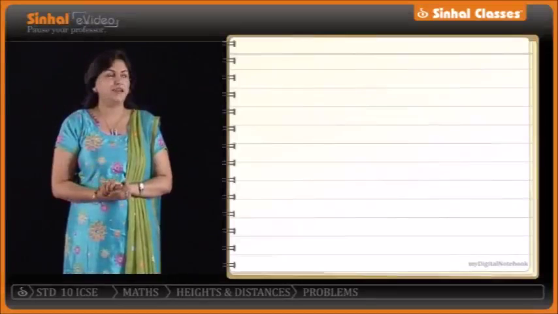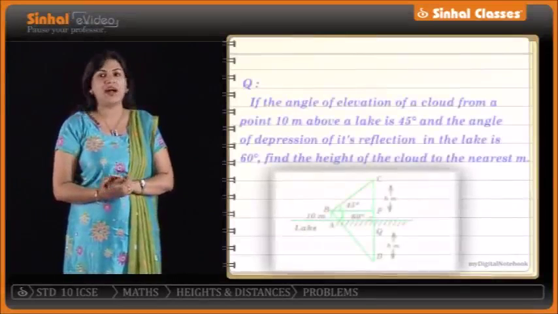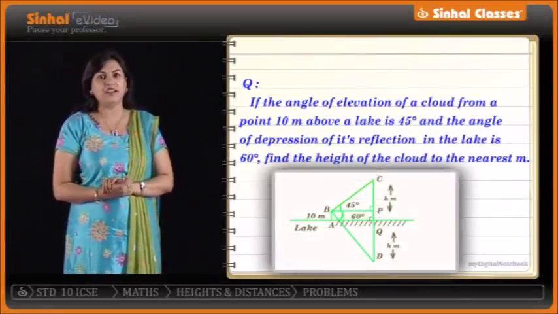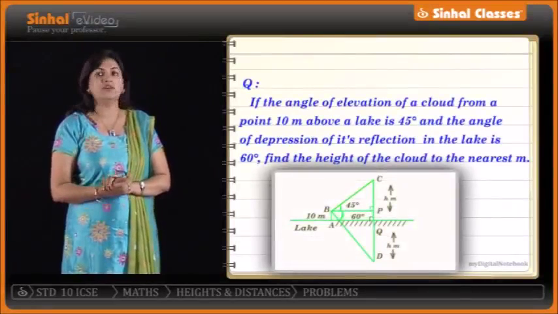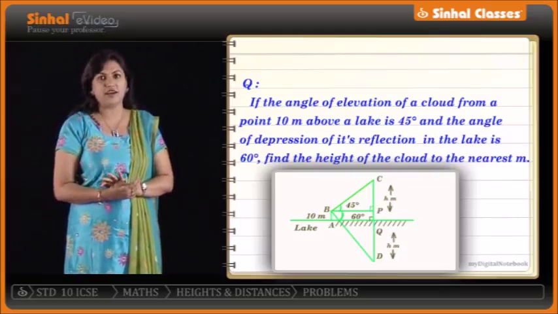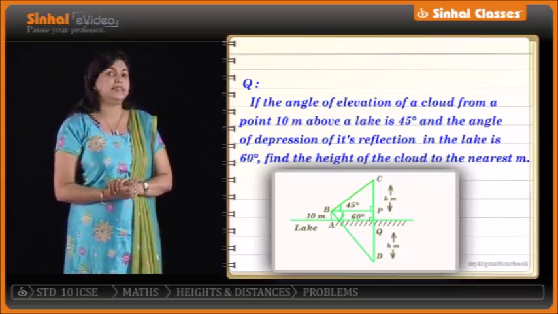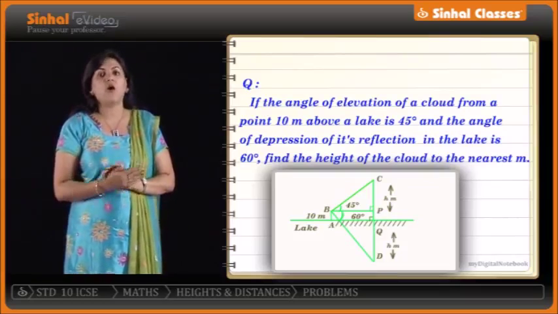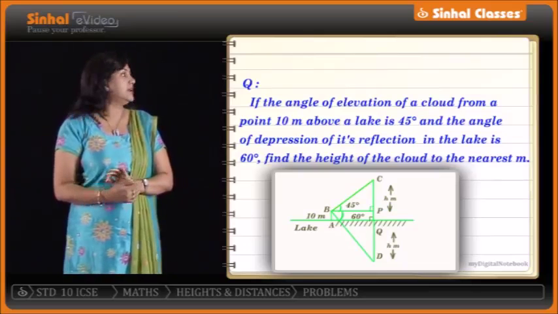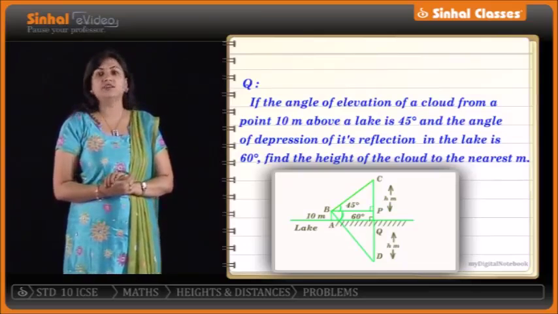Now in our next sum, we have a cloud and a lake. The question says, if the angle of elevation of a cloud from a point 10 meters above a lake is 45 degrees and the angle of depression of its reflection in the lake is 60 degrees. Find the height of the cloud to the nearest meter. We are already given the figure here.